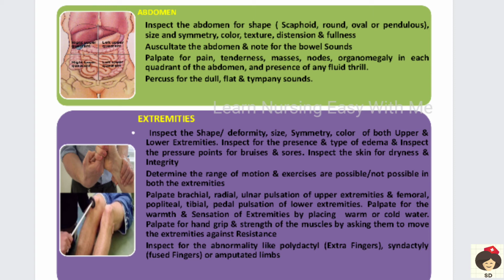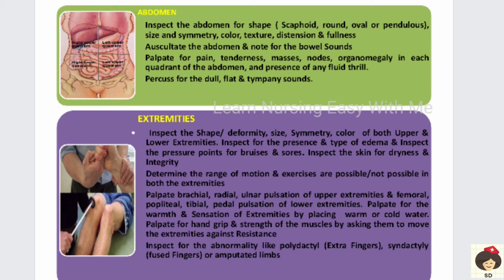And some will have round shape, so that is during pregnancy, due to the fetus there will be a round shape, or some will be oval, or pendulous. Pendulous is when there is more fat, adipose tissue, when the muscles become more thick in the abdomen, there can be pendulous abdomen. So this shape you have to see, and size and symmetry.